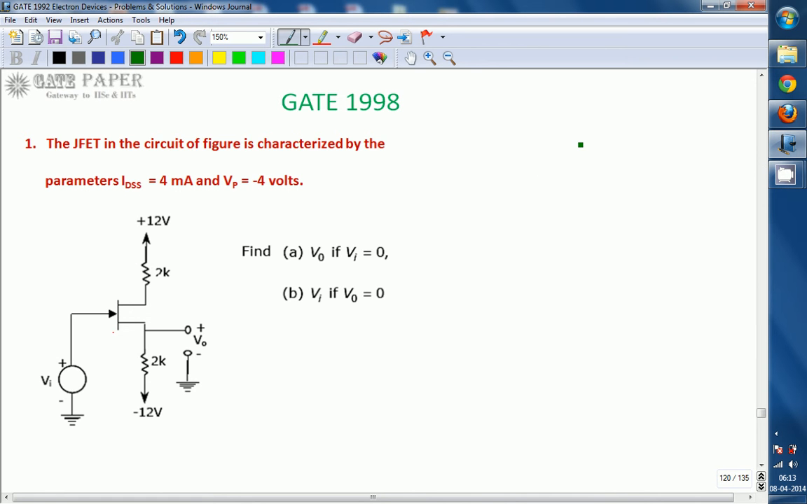Hello, we are discussing the GATE 1998 ECE paper. This is a 5 mark question that came in 1998. The question is related to electronics. So look at the diagram. The diagram consists of a JFET.